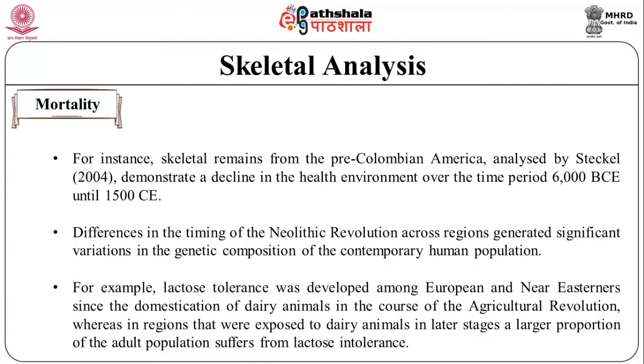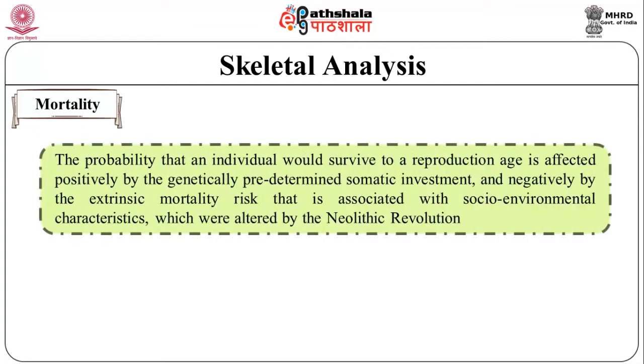For example, lactose tolerance developed among Europeans and the Near Easterners since the domestication of dairy animals in the course of the agricultural revolution, whereas in the regions that were exposed to dairy animals in the later stages, a larger proportion of the adult population suffers from lactose intolerance. The probability that an individual would survive to a reproductive age is affected positively by the genetically predetermined somatic investment and negatively by the extrinsic mortality risk that is associated with the socio-environmental characteristics which were altered by the Neolithic revolution.